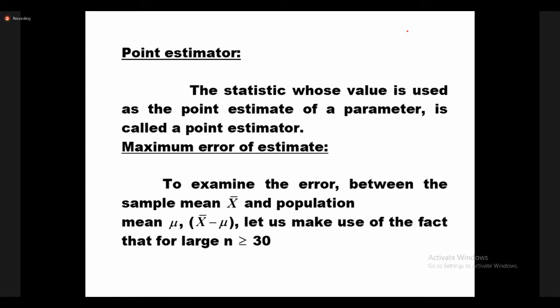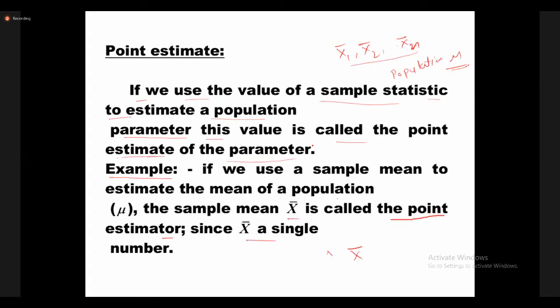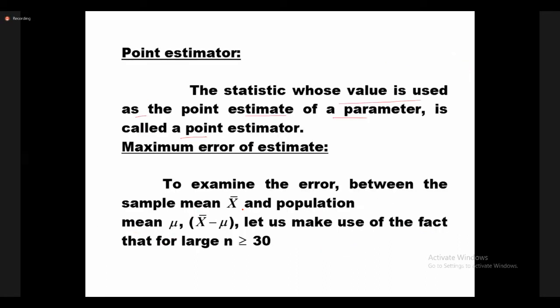Yeah, all of you see this one, point estimator. The statistic whose value is used as the point estimate of a parameter is called a point estimator. In the previous definition I already explained that. Then the sample mean x bar is called a point estimator. The value we are using is called the estimator. We are using the random sample mean, this x bar, and it is called the point estimator.